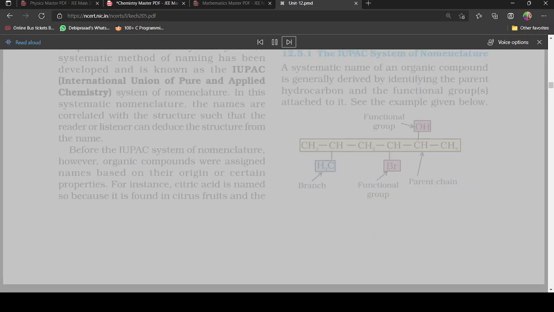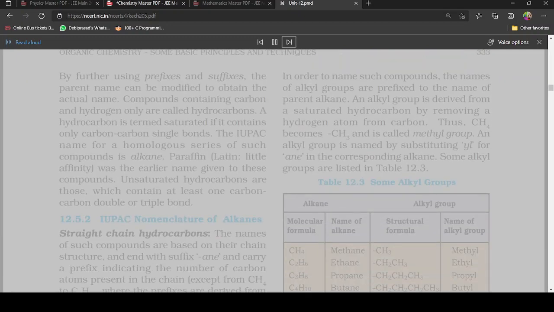The IUPAC system of nomenclature. A systematic name of an organic compound is generally derived by identifying the parent hydrocarbon and the functional groups attached to it. See the example given below. Organic Chemistry: Some Basic Principles and Techniques 333. By further using prefixes and suffixes, the parent name can be modified to obtain the actual name.